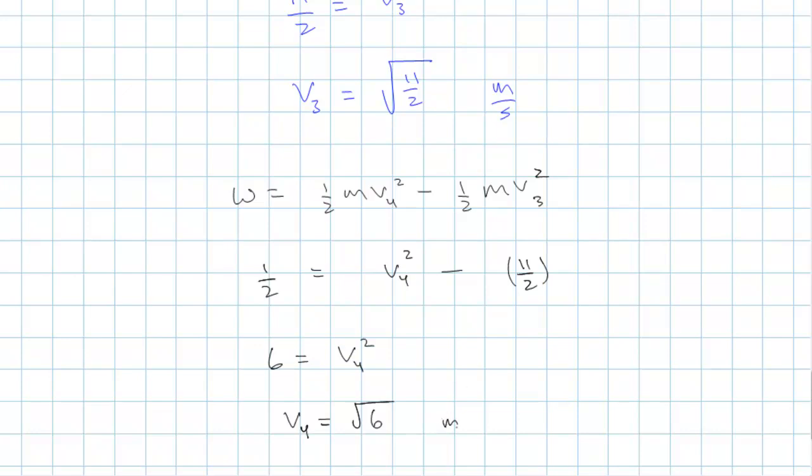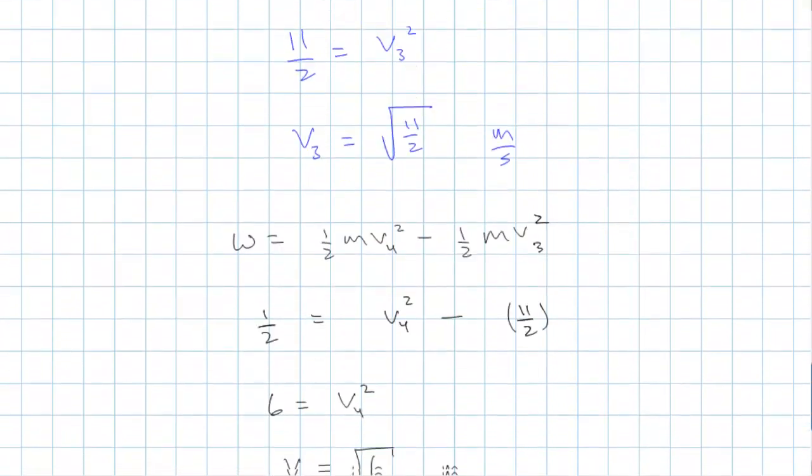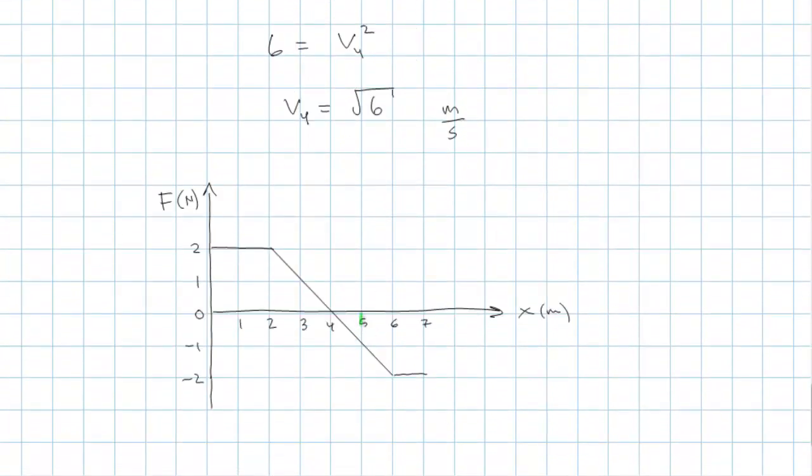So I get the square root of 6 meters per second for the velocity at 4. Now see what happens at 5. Now what we're interested in is the area of that triangle. And the area of that triangle is negative 1/2, because it's below the x-axis, that is negative area.